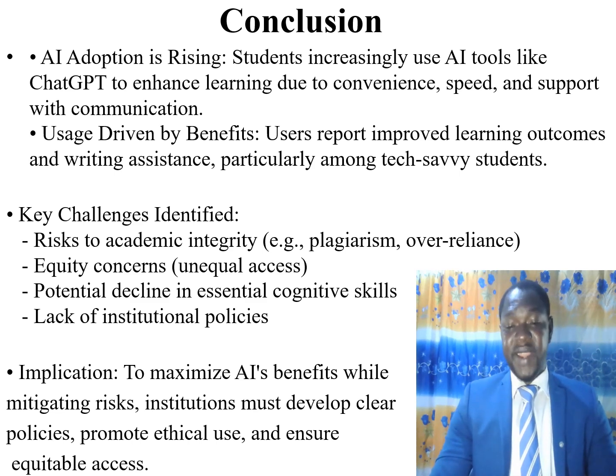To summarize or to recommend, I will say that for the implication, for us to maximize the use of AI while mitigating the risks involved in it, institutions must develop clear policies, promote ethical use, and ensure equitable access.